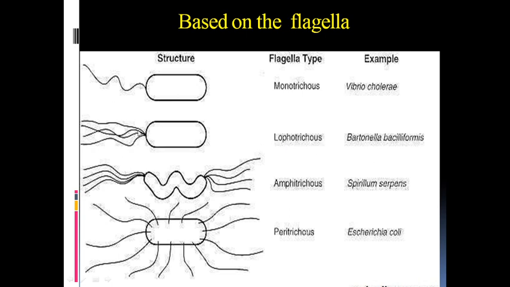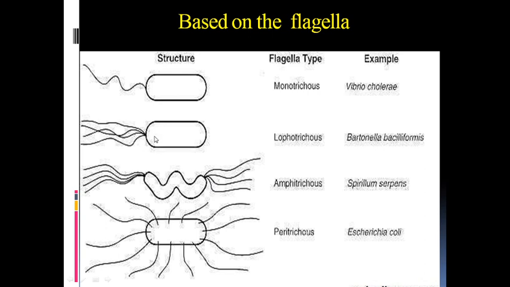Next, lophotrichous. Lophotrichous means a group of flagella which are present at one side of the bacteria. You can observe at one side of the bacteria a group of flagella are there. That is called lophotrichous. Example, Bartonella bacilliformis. Next is amphitrichous. Amphitrichous is nothing but both sides of the bacteria a bunch of flagella will be present.